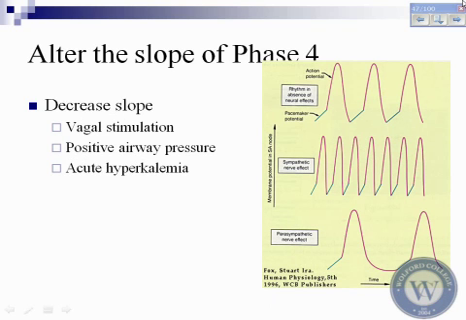As for decreasing the slope, mostly that is due to vagal stimulation, and there's many different reasons for vagal stimulation, which I just told you about. Visceral pain could be one of them. Okay, eye reflexes could be another one. Positive airway pressure could also cause a bradycardia. Severe hypertension with reflex bradycardia could take place, and the other one that causes a significant effect on this is acute hyperkalemia.